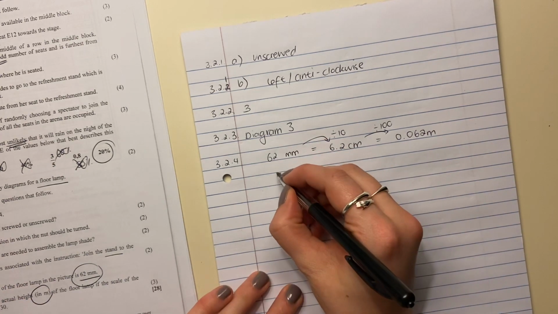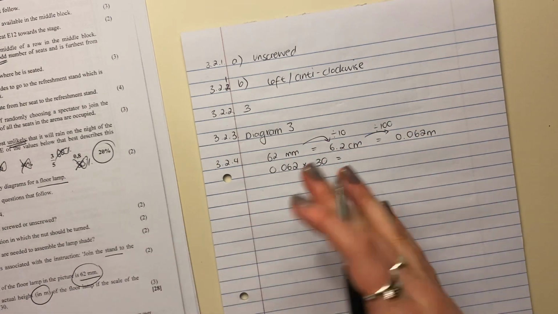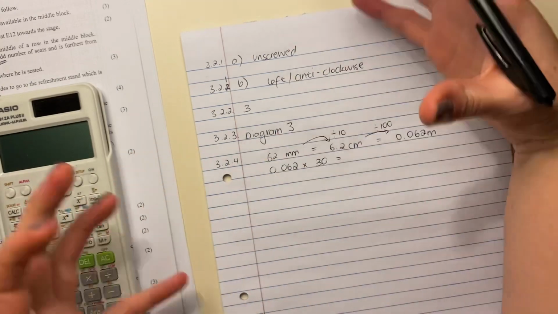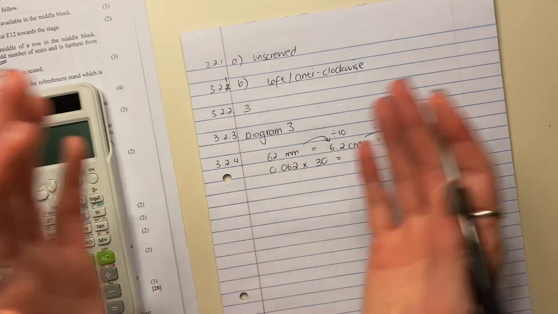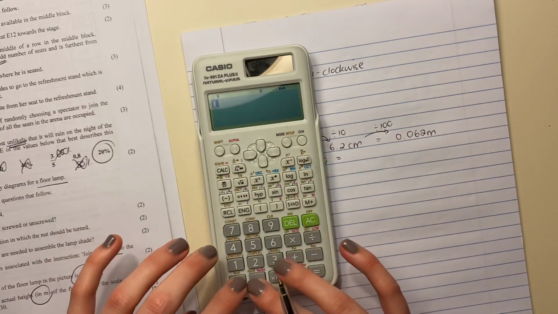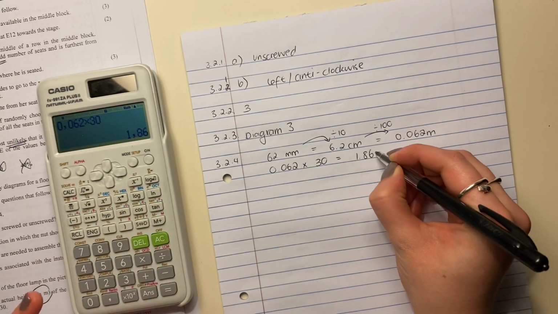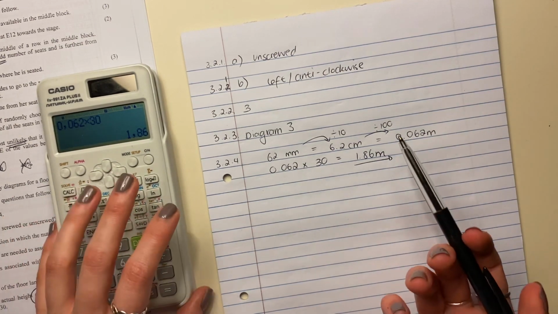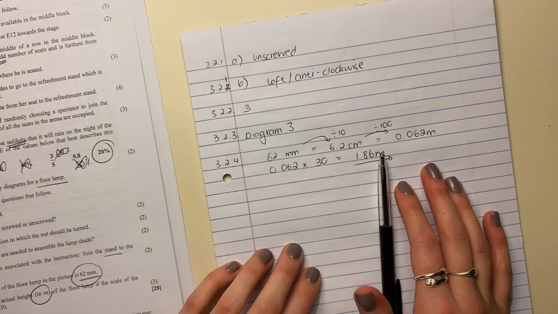If we want it in reality, we then say 0.062 times it by 30, right? Because we know that in reality it's 30 times bigger. What students sometimes get confused about is whether they should times or divide. But if you think about something being bigger, multiplication makes sense, right? You're making it bigger. You shouldn't have something being smaller in reality than it is on the diagram, right? So put this into your calculator, and that is your answer. So in reality, it is 1.86 meters, which makes sense. It's a floor lamp, right? It's quite tall. Makes sense, right? And that's this question done, right? Easy peasy.